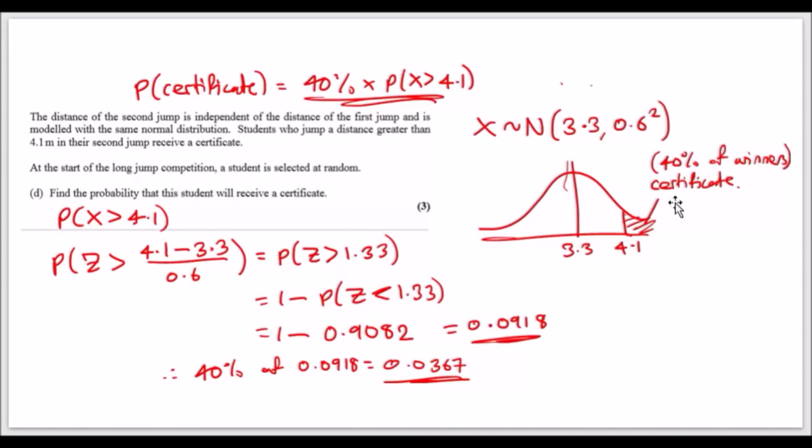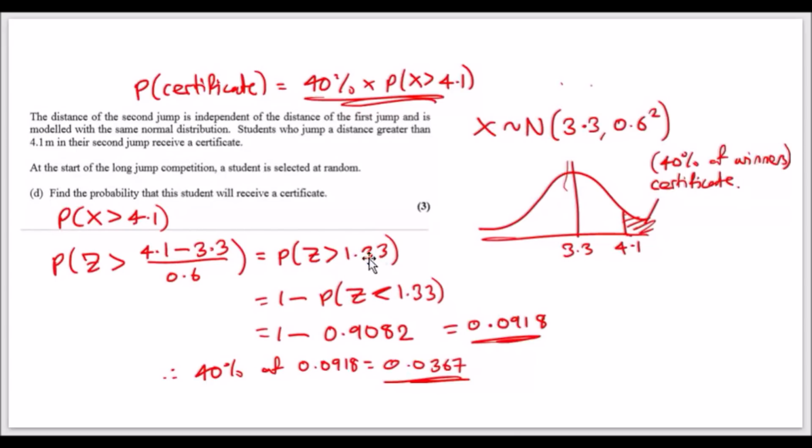Okay, let's do this. So at the start of the long jump competition, a student is selected at random. Find the probability that this student will receive a certificate. So to receive a certificate, we need this quantity. Let's firstly do the probability x greater than 4.1. Now, as usual, convert to the z form. So we have 4.1 minus the mean over sigma. Okay, standard procedure, guys. Plug this in a calculator and get 1.33.